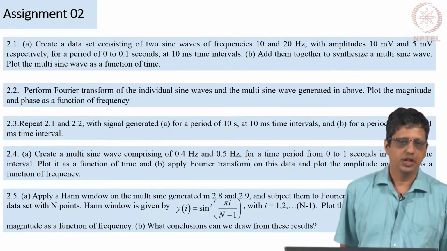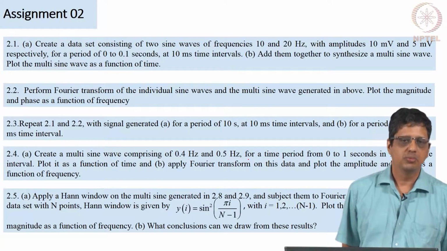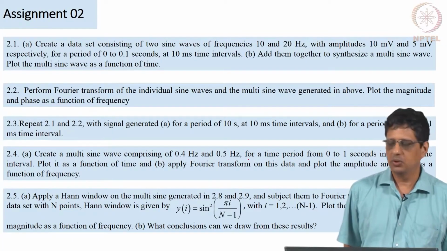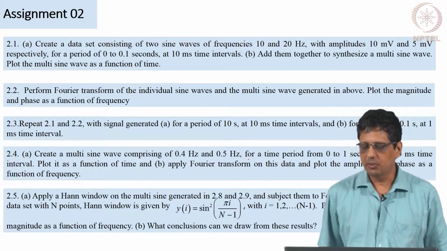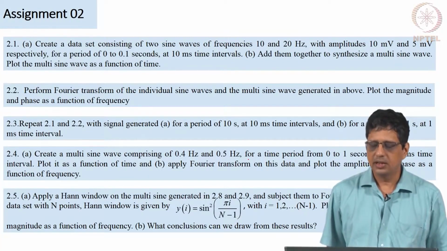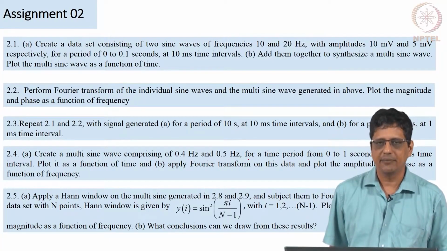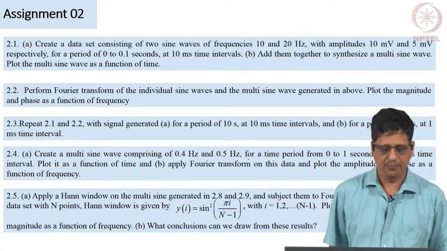If you do the Fourier transform correctly, you should be able to extract the magnitude. The transform data should tell you that at 10 hertz you have 10 millivolts and at 20 hertz you have 5 millivolts in this time domain data, and in this case we have not given any phase. So, you should get a phase of 0.